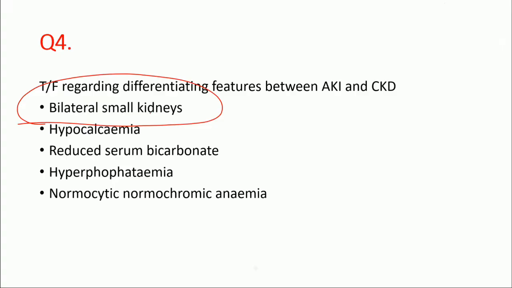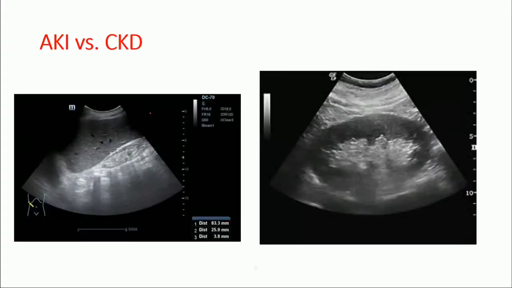Right. So this is what I told you. In CKD, you can see this very small contracted kidney, and it's echo bright, right? When you do an ultrasound scan, it's very white, stands out, and it is a contracted kidney that you see.